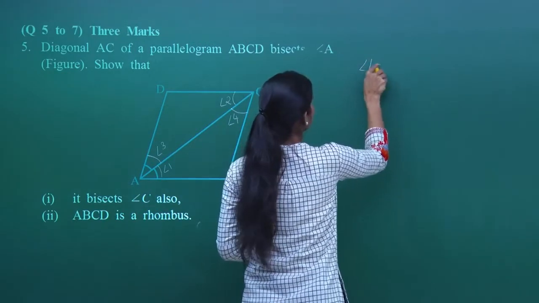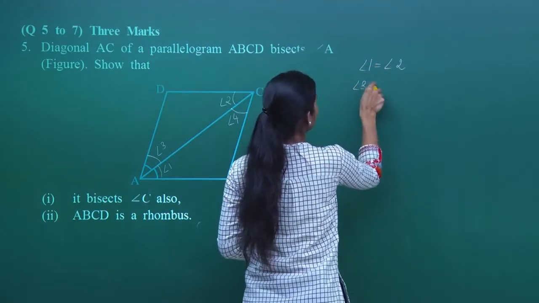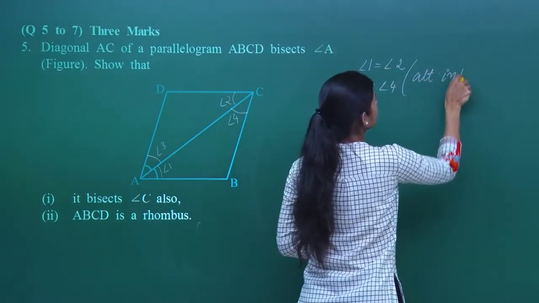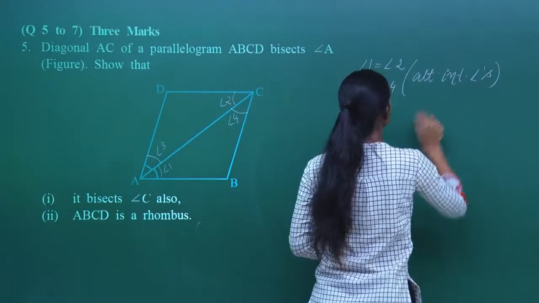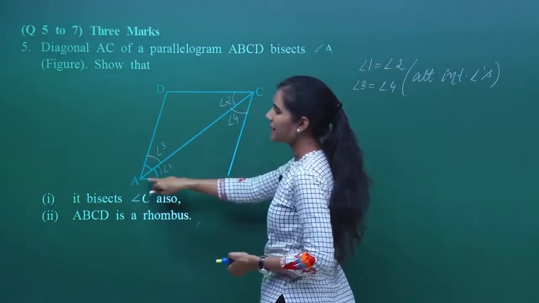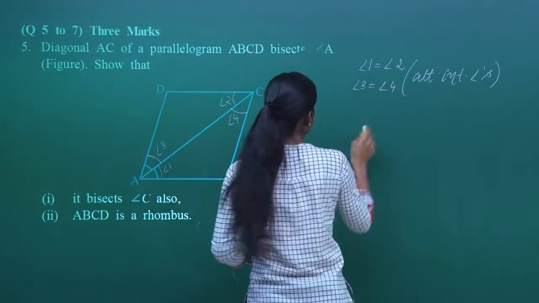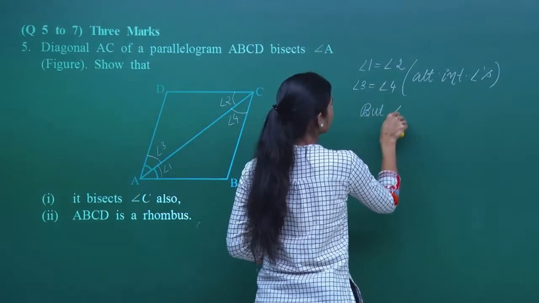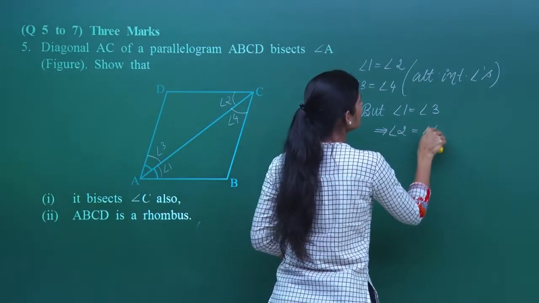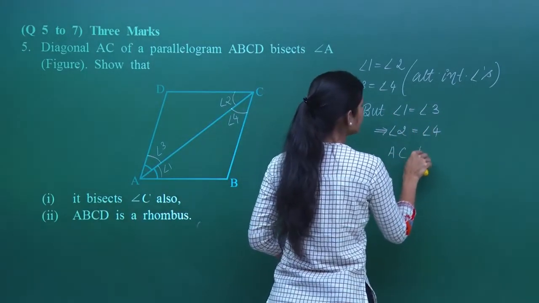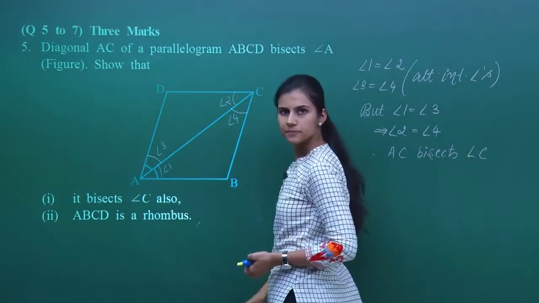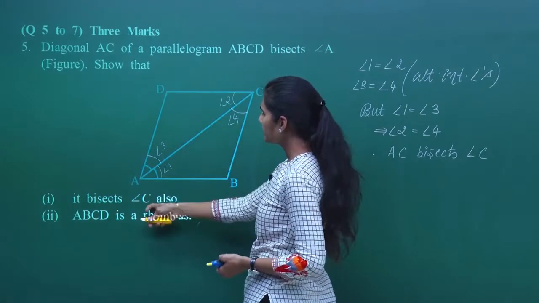So I can say angle 1 is equal to angle 2 and angle 3 is equal to angle 4, alternate interior angles, right? But 1 is equal to 3 because AC is bisector of angle A. So 1 is equal to 3. This implies 2 is equal to 4. Therefore, AC bisects angle C. Right? Show that it bisects angle C.